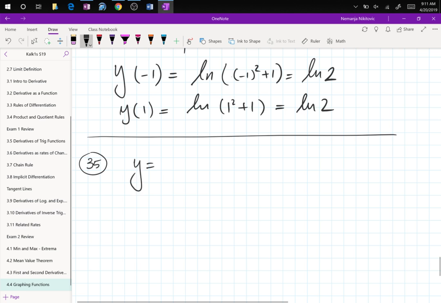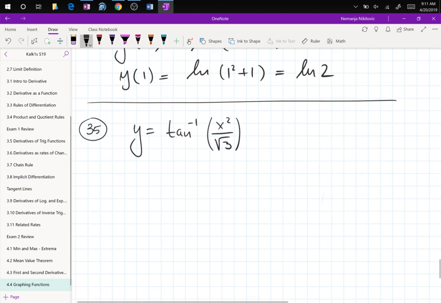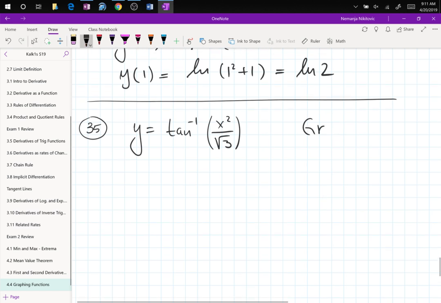We are supposed to graph the function y equals, or f of x equals, inverse tangent of x squared over square root of 3. So, again, graph, right?